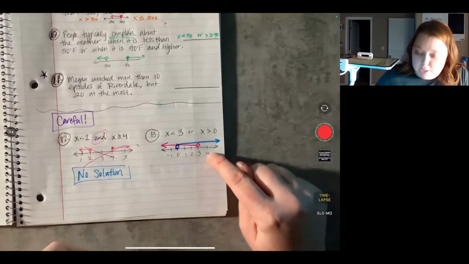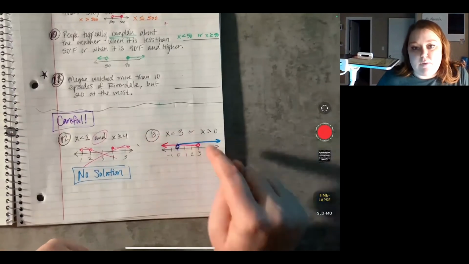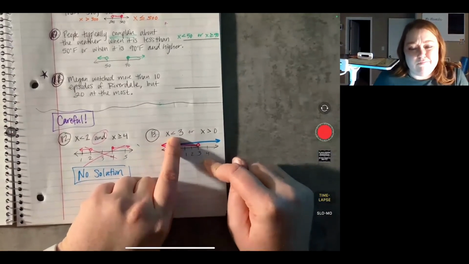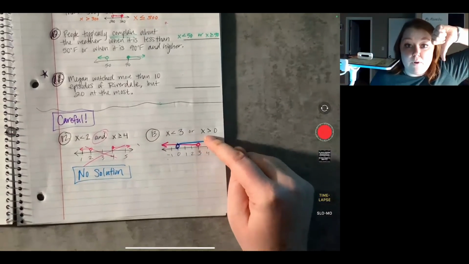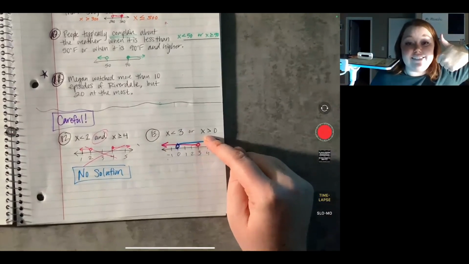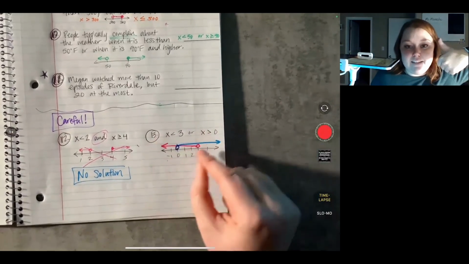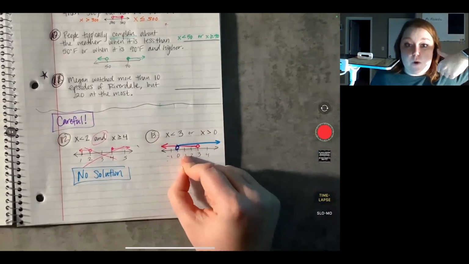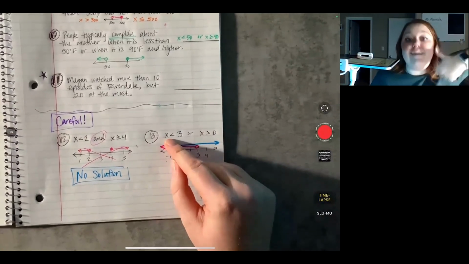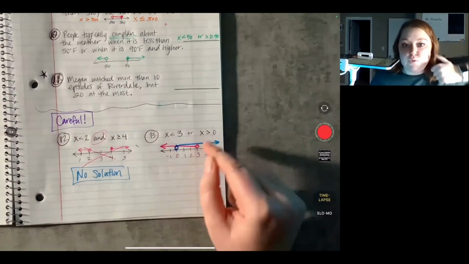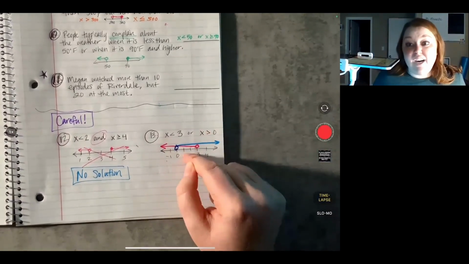Let's check 4. Does 4 satisfy this statement? So look up here. 4 less than 3? No. So that side's no. But 4 is greater than 1. And since it's an or statement, it only has to work for one of them. Let's check the in-between section. Let's check 1. Is 1 less than 3? Yes. Is 1 greater than 0? Yes. So it doesn't have to work for both of them, but it does.